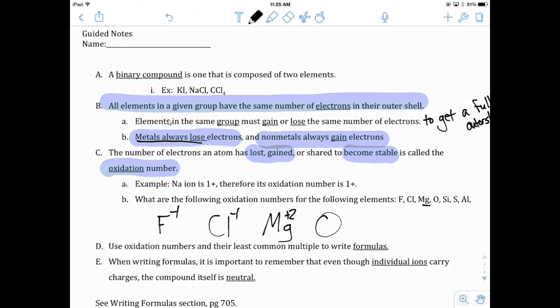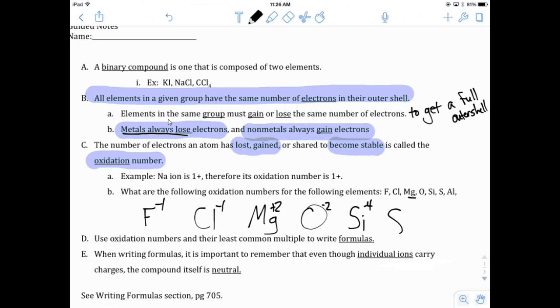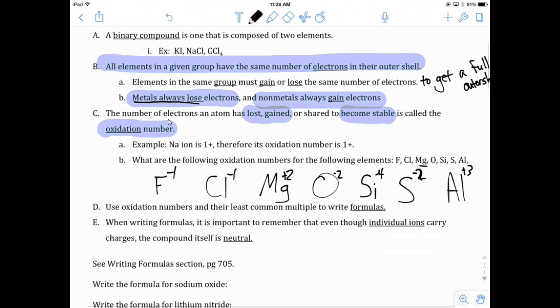Oxygen has to gain 2 negative charges. It has 6 in its outer shell. So if it can gain 2 negative charges, it will have a complete outer shell. Silicon has 4. Yeah, that's kind of a weird one. I'm not going to ask you about that, so I'm not going to worry about it. Sulfur is in the same group as oxygen. You'll notice they have the same oxidation number. Aluminum is a metal. It's in group 13. So if it can lose 3 electrons, that would be its oxidation number.